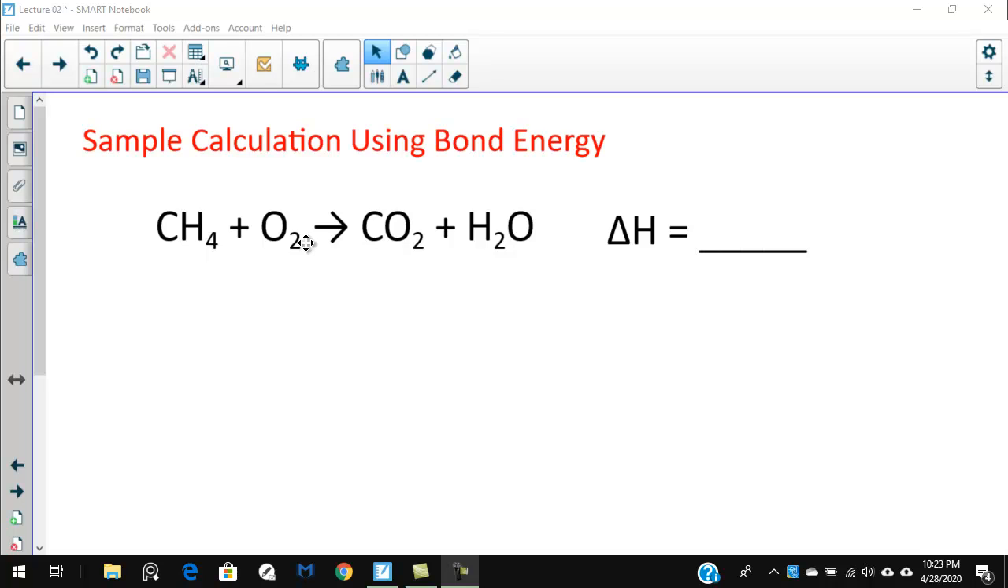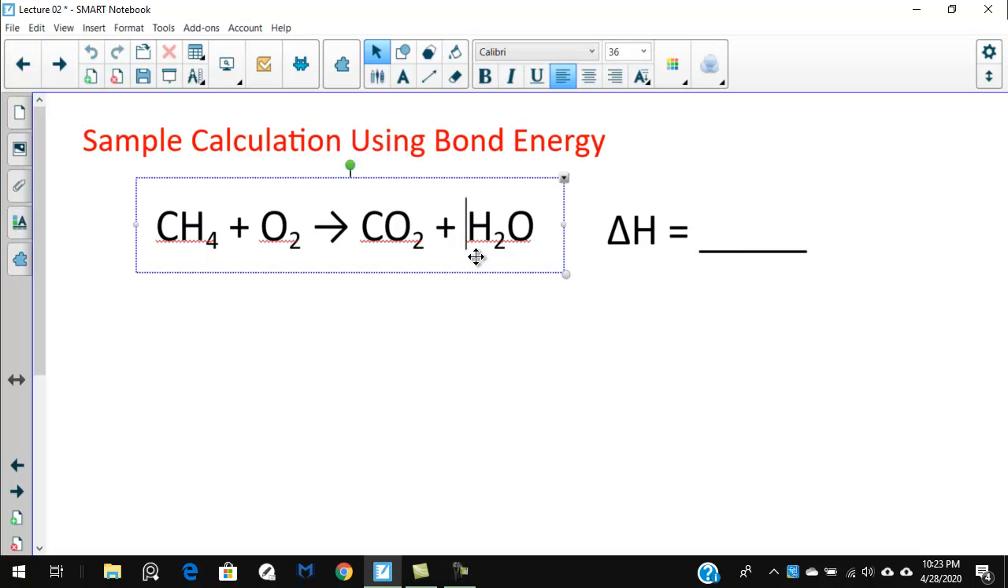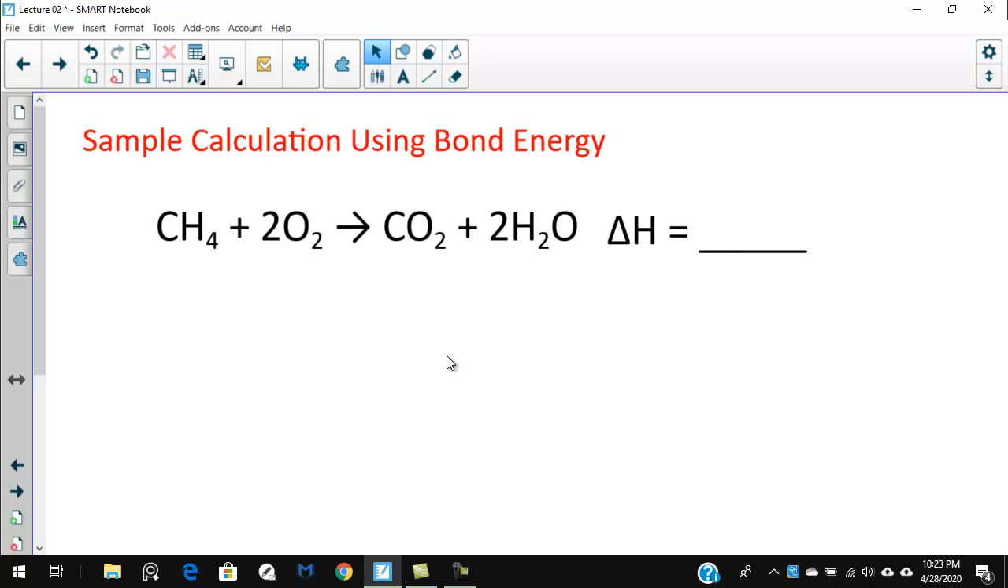So just checking it out, I would put, I think, a 2 in front of the water. So this one's going to need a 2, and that'll let me balance out the 4 H's. And then that'll give me 2 O's here and 2 O's there. So I'm going to need a 2 over here as well, so that I think balances it now. 1 C, 1 C, 4 O's, 4 O's, and 4 H's.